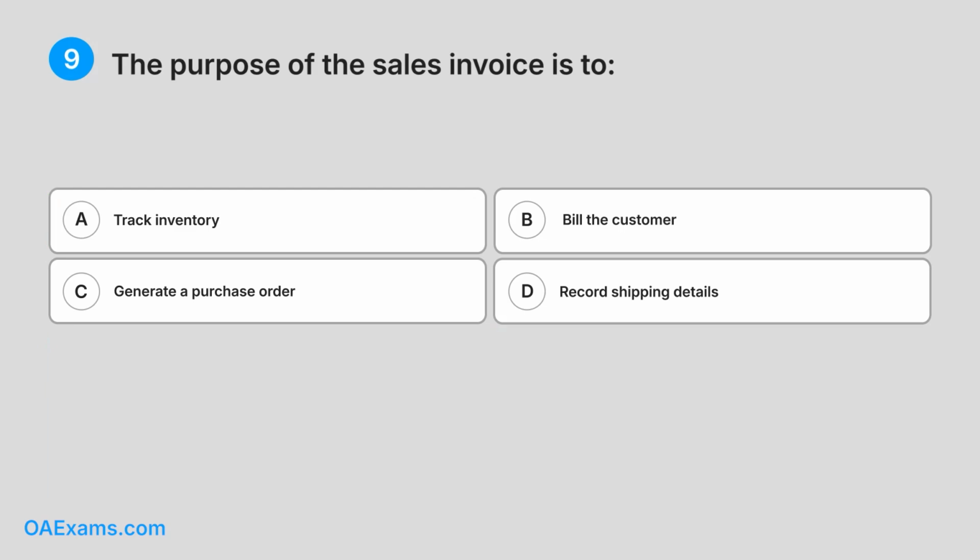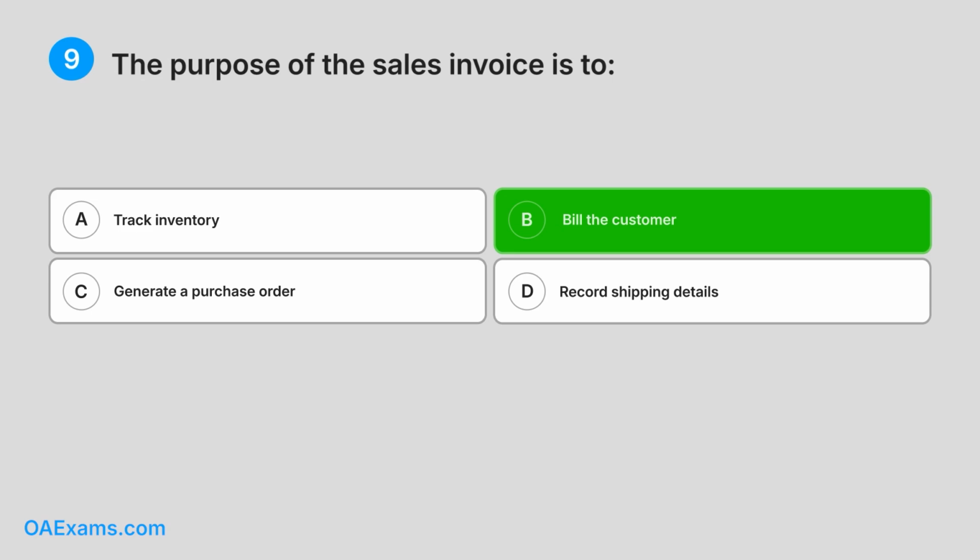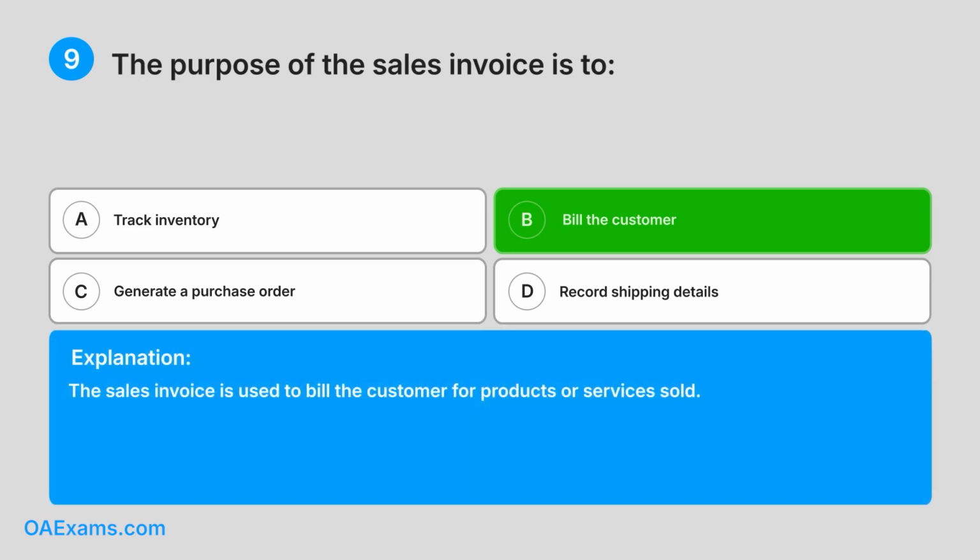9. The purpose of the sales invoice is to: A. Track inventory. B. Bill the customer. C. Generate a purchase order. D. Record shipping details. Can you guess the answer? Correct answer: B. Bill the customer. Explanation: The sales invoice is used to bill the customer for products or services sold.